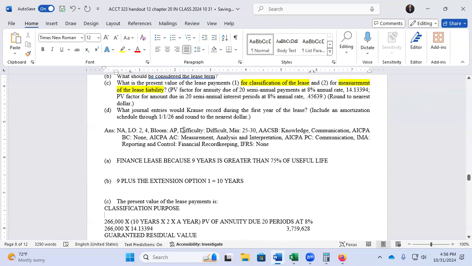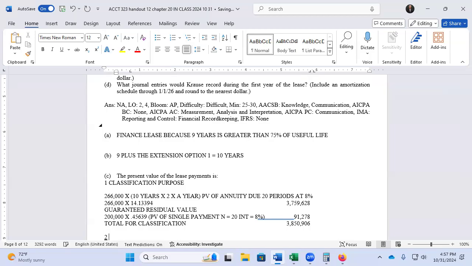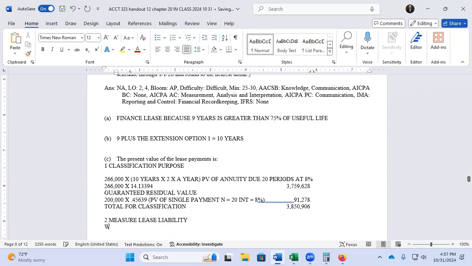Okay, now, so that's part one. It asks for classification purposes. Part two says for measurement of the lease liability. And so why would they be different?